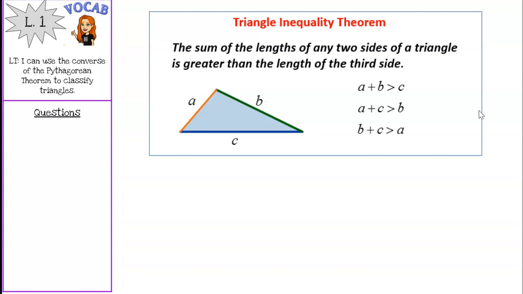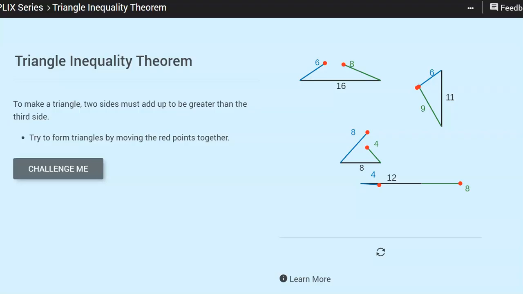First off, the triangle inequality theorem, which states the sum of the lengths of any two sides of a triangle is greater than the length of the third side. So we just have to add up the side lengths and make sure the sum is greater than the third side length. If we look here, we've got a couple different examples.